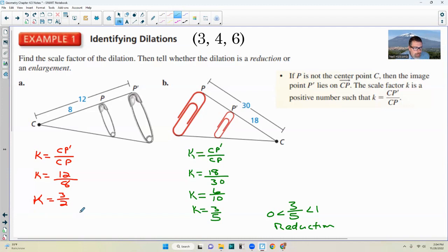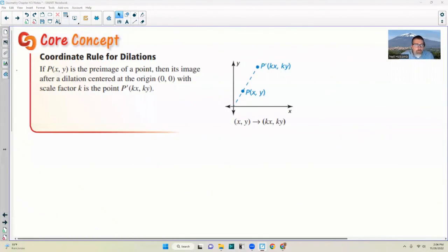And this one is 3 halves. Well, 3 halves is greater than 1. So that is an enlargement. Okay, so tell whether the dilation is a reduction or enlargement. This one's an enlargement. This one's a reduction. Now you should be able to do problems 3, 4, and 6 in the exercise.